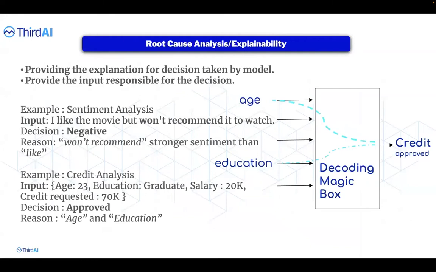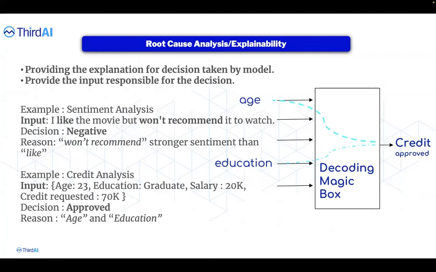So as the name suggests, what is root cause analysis required for? It is primarily required in two contexts. One is either you want your network to explain why it made a certain prediction, or you want to ask your network what changes you want to make on your input so that you get a certain desired output. Now, why is this useful?